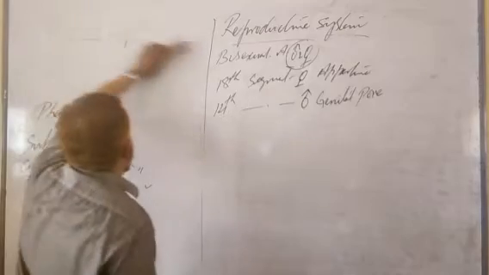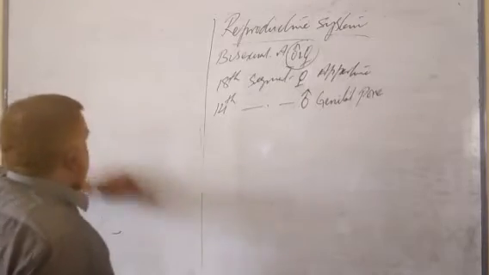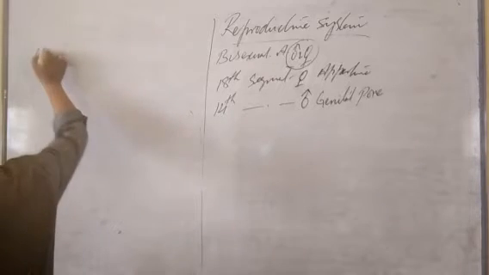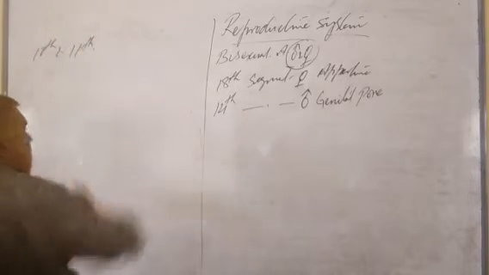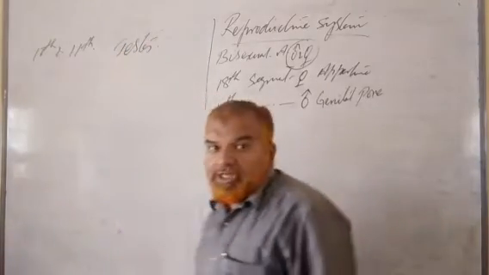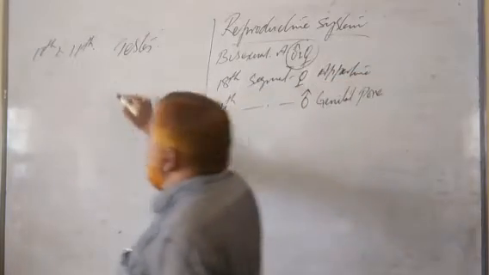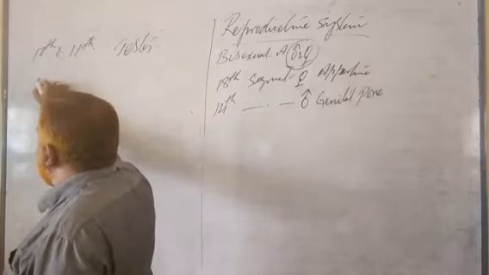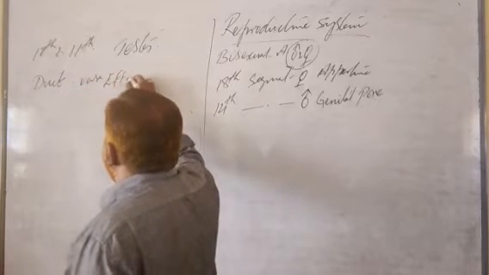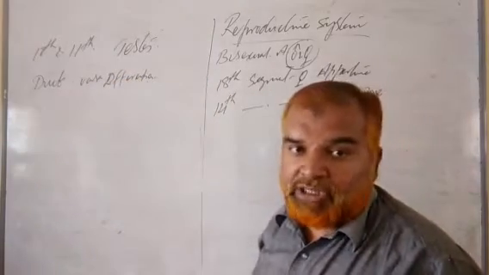When we talk about the male animal, in the 10th and the 11th segment, we come across a pair of testes. These testes have ducts, called vasa differentia. We come across the same terminology in human beings also.